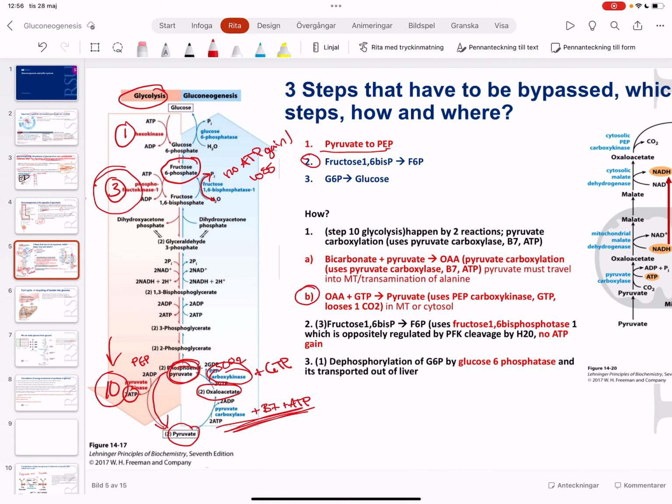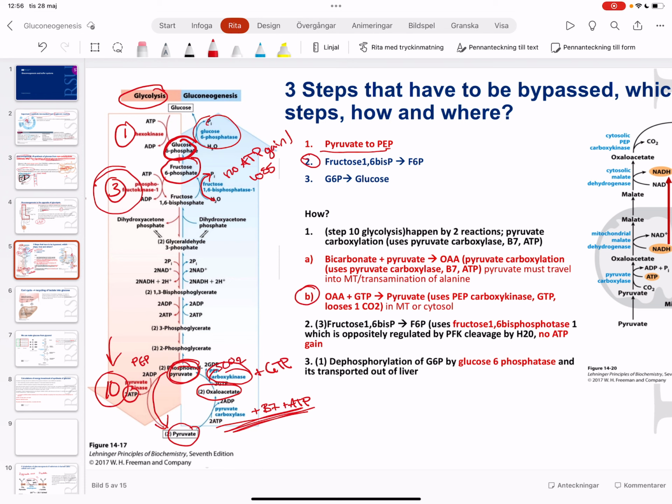For reaction number 1, we have to dephosphorylate glucose 6-phosphate, and we do that by glucose 6-phosphatase. After that, it can be transported out of the liver, and then we have a glucose molecule, and that glucose molecule can go into the blood, and then we do the maintenance of the blood glucose levels.